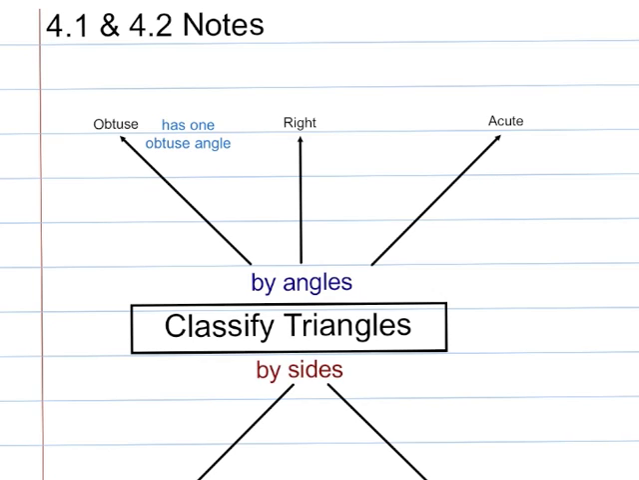A right triangle is similar. A right triangle has one right angle. And then lastly, an acute triangle has all of its angles acute. So we have a special name for an acute triangle when all three angles are also congruent to each other. If all three of those angles are congruent, then we have what's called an equiangular triangle.